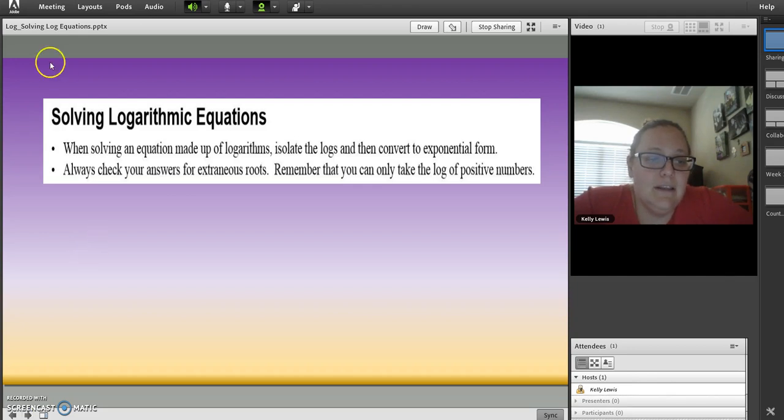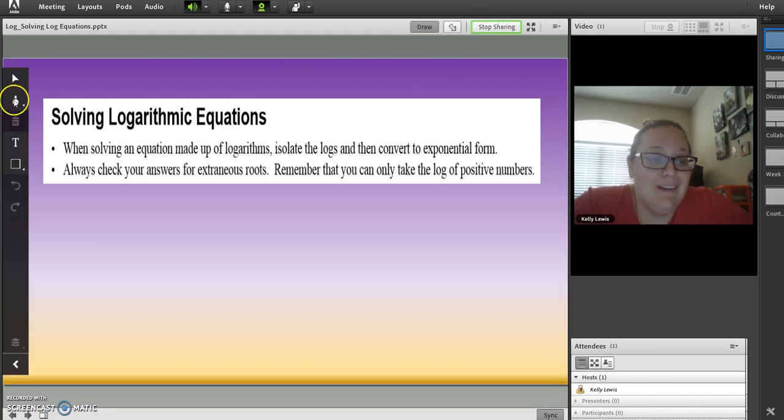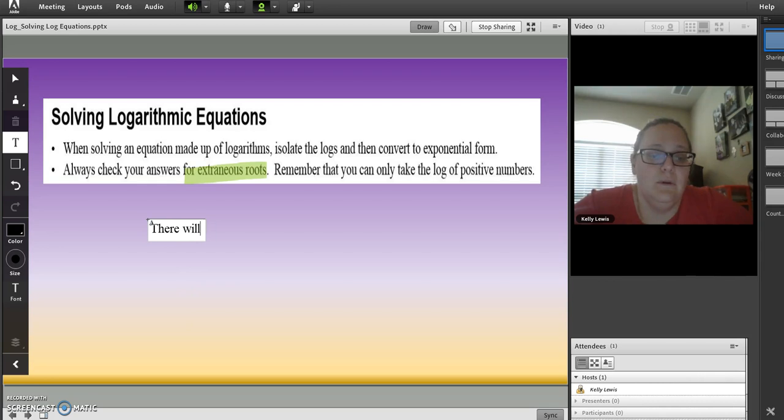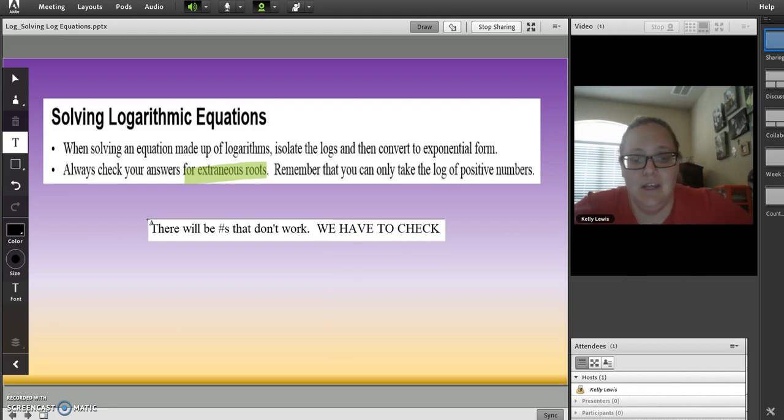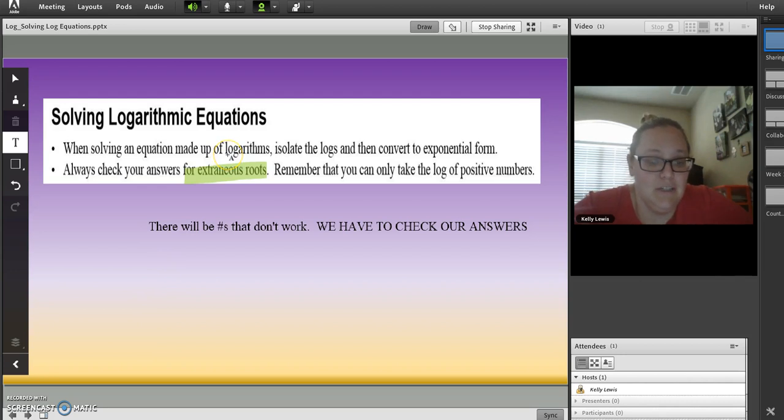All right, here's the thing on solving log equations that we've got to remember. There's going to be extraneous roots. So what that means is there will be numbers that don't work, so we have to check our answers. That's what an extraneous root means. It means that there's an answer that's not in the domain. So just check your answers.